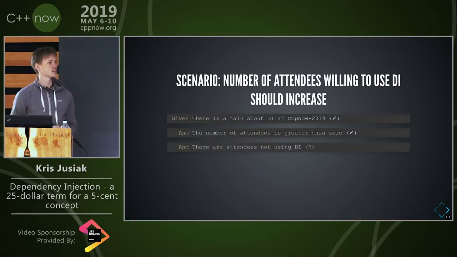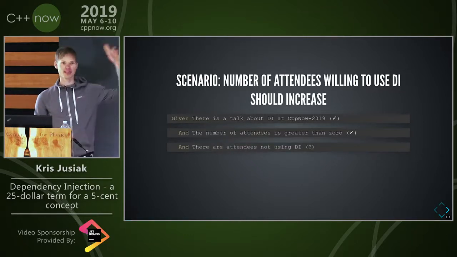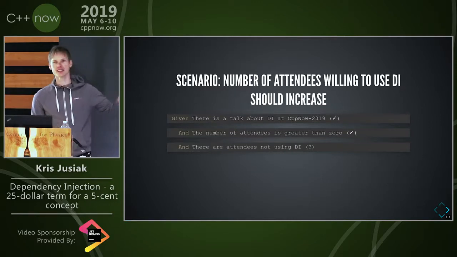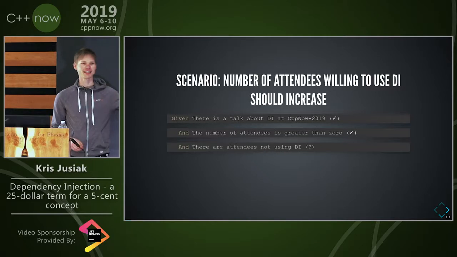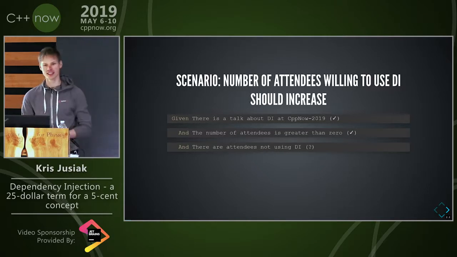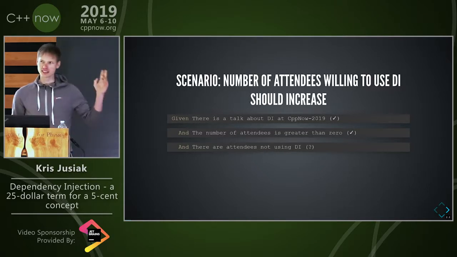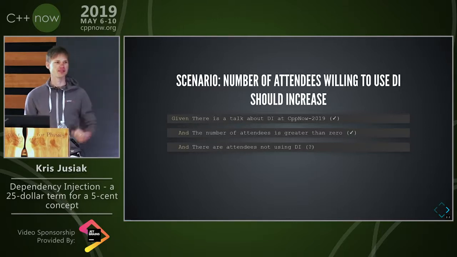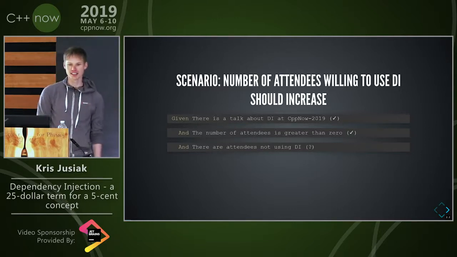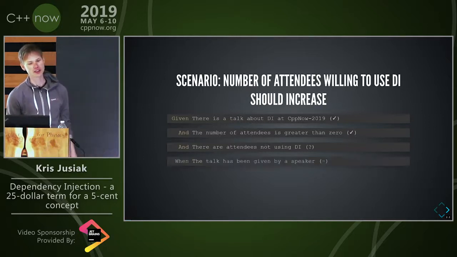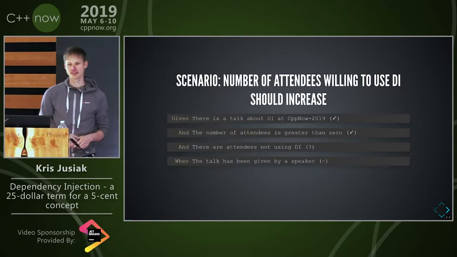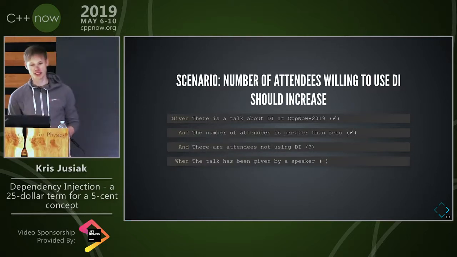And there are attendees who are not using DI, or have a bad experience with DI, or don't know what DI is. Yeah, half of the audience. The attendees who are thinking that this talk is still about CMake? No. That's good. OK, so the talk has been given by the speaker, so it's happening.